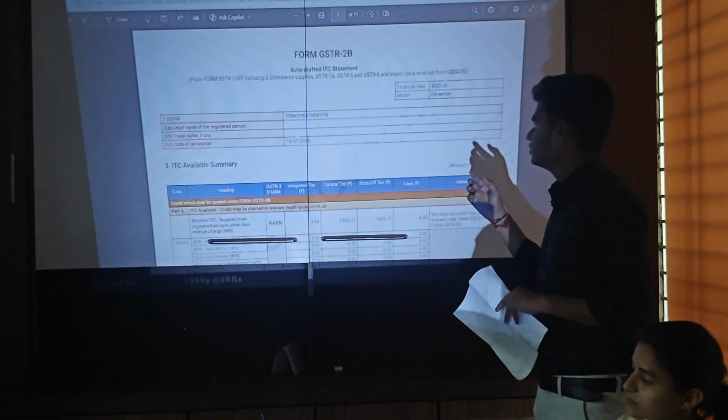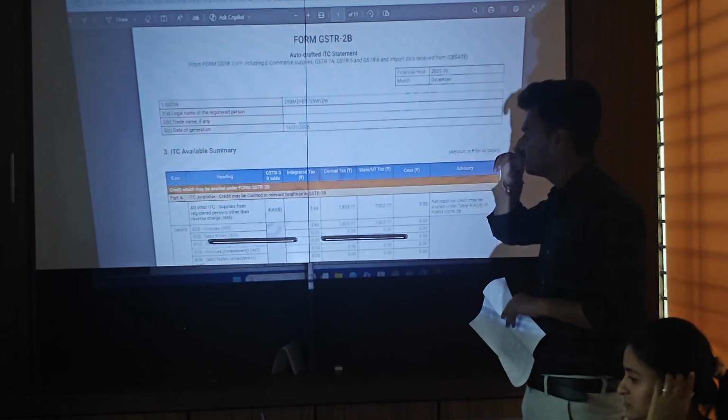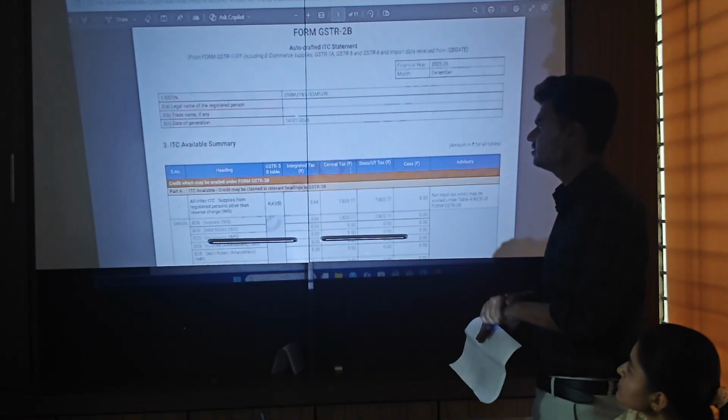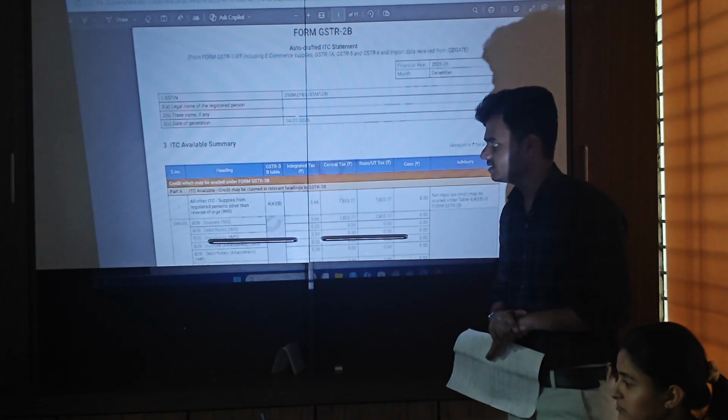This is the GSTR 2B. The first one, table number 1, is for GST number, 2 is for legal name of the registered person, trade name and date of generation. Third is ITC available summary.